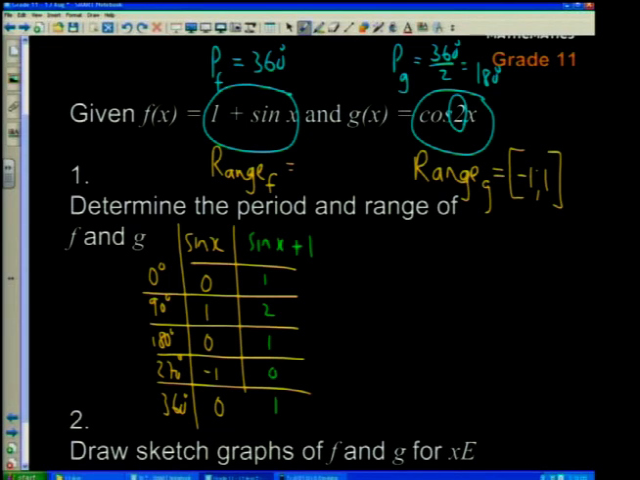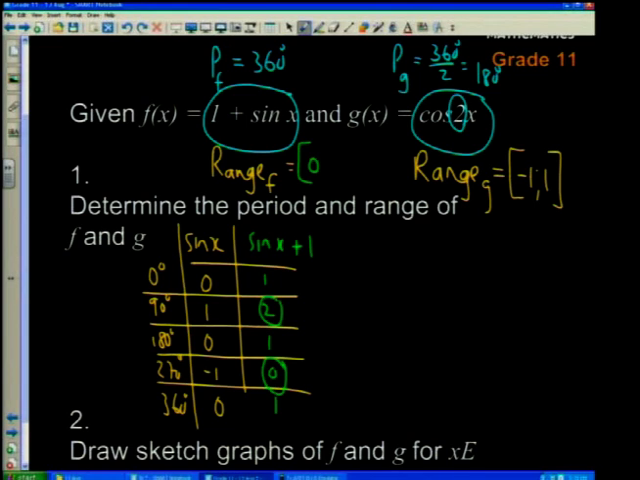Okay? So my graph, what is the smallest y value? It's 0. And what is the largest y value? It's 2. So my range for this graph goes from 0 all the way to 2.